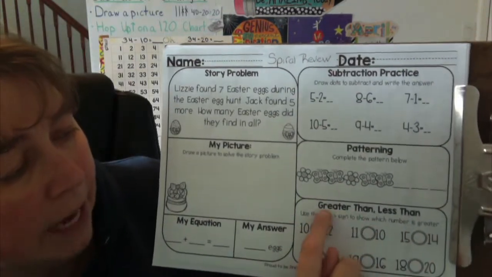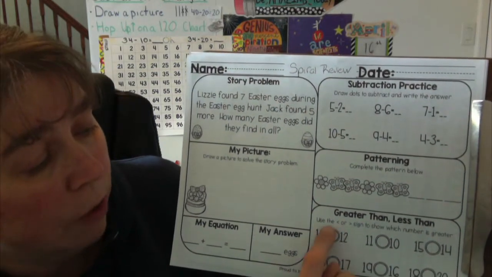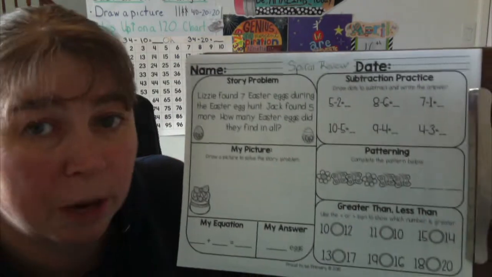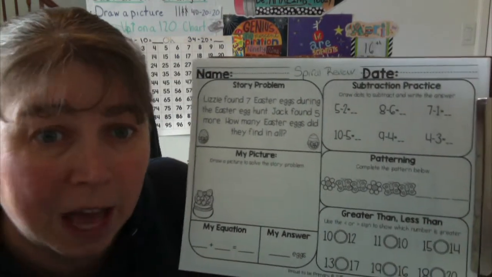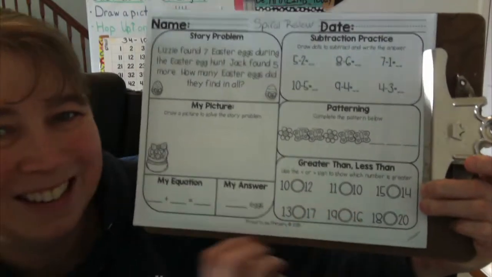And finally, down here it says greater than, less than. Use the correct symbol, that greater than or less than symbol, to show which number is greater than the other. And remember, when we did this in class, we always said the mouth is open to eat the bigger number. So think about which way to draw the greater than or less than symbol as you write that down here.